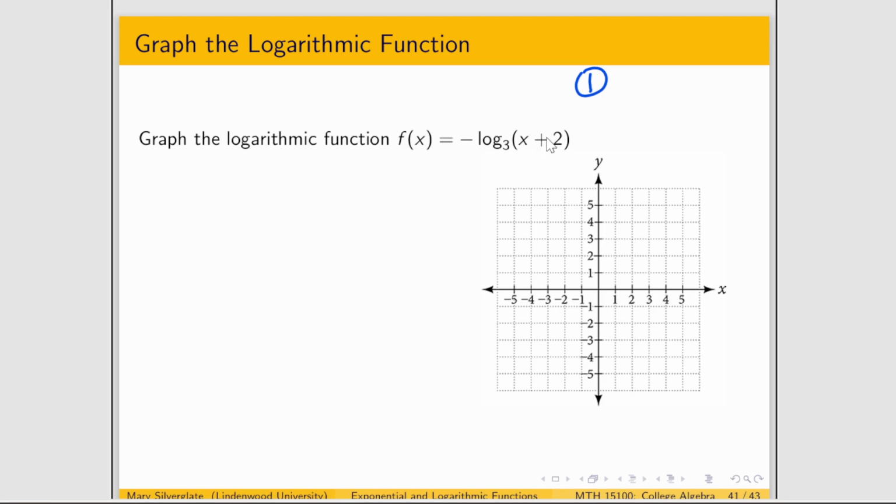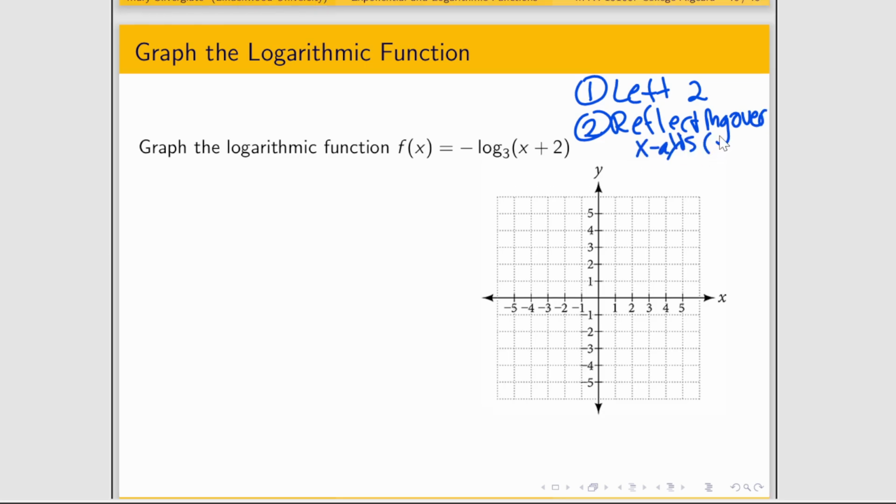In terms of order of operations here, you want to do what's inside the log first, which is that we are shifting left 2, because that's inside the log and we want to use the opposite sign. Then we're going to end up reflecting over the x-axis, which in practice means we will flip the signs on the y values. And that's the order we want to do.